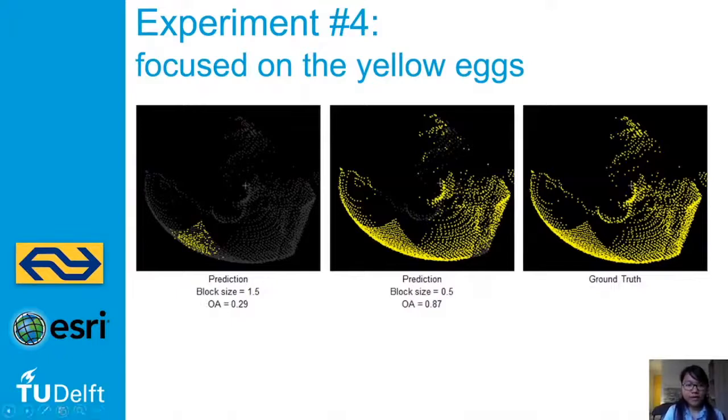Interestingly, by using the same parameters as the previous training, we only get an overall accuracy of 0.29. But when we reduce the block size, the overall accuracy increased significantly to 0.8. However, how the block size affects the overall accuracy still needs to be studied in the future.